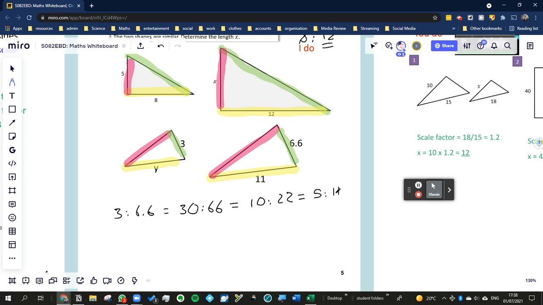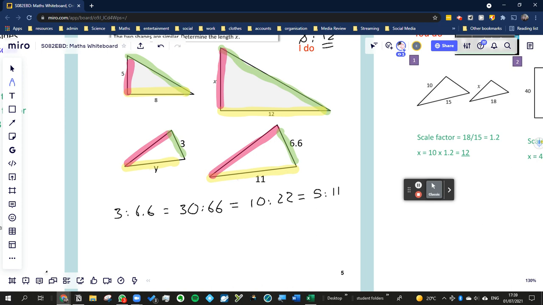And we go, oh, hang on a second. 11, that says 11. Does that mean that y is equal to 5? Yeah, y is equal to 5 because the ratio of the two triangles is 5 to 11, which is what we've identified by comparing the 3 to 6.6. So the ratio is 5 to 11. We already have 11 over here, which means that must be 5.